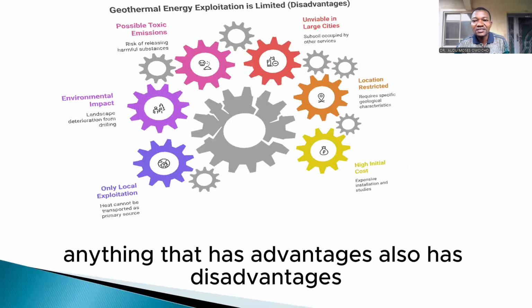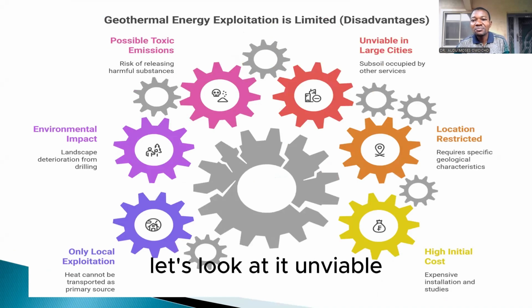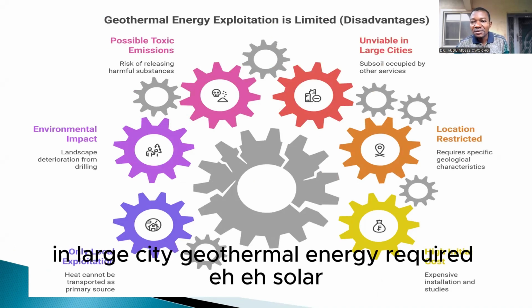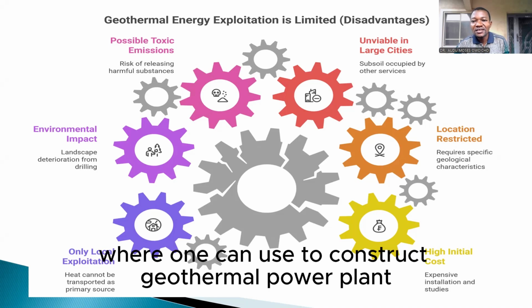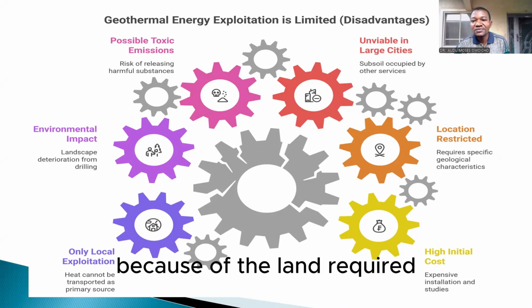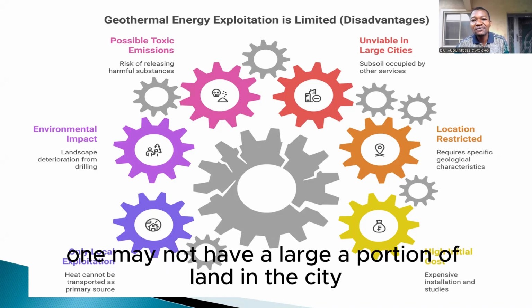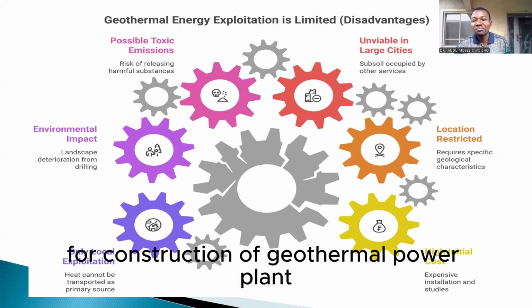Anything that has advantages also has disadvantages. Let's look at it. Unviable in large city. Geothermal energy requires subsoil, it occupies subsoil, and in large city there are no empty land where one can use to construct a geothermal power plant. So this is one of the disadvantages because of the land required. One may not have a large portion of land in the city for construction of geothermal power plant.